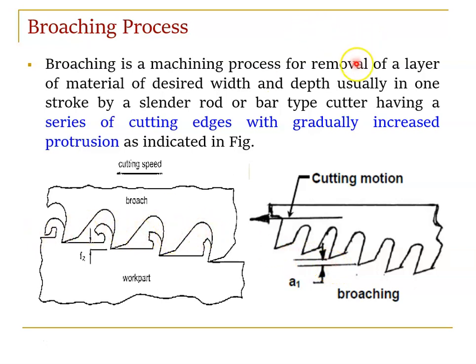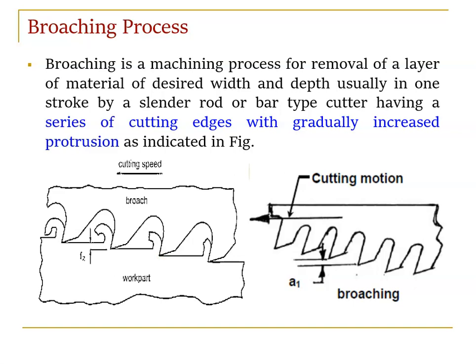That is what we say here: it is a removal of a layer of material of desired width and depth, usually in one stroke, by a slender rod or bar type cutter. The tool may be a slender rod, like a rod, but the cutting section will have this kind of variation. Or it may be a bar type. A series of cutting edges with gradually increased protrusion. Protrusion is the name for this structure: the length of the cutting edges varies, and then we say it's a protrusion.